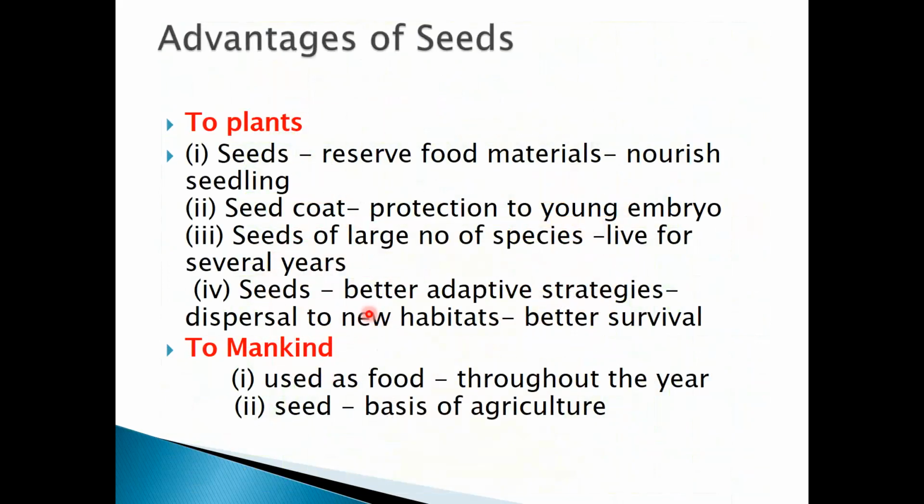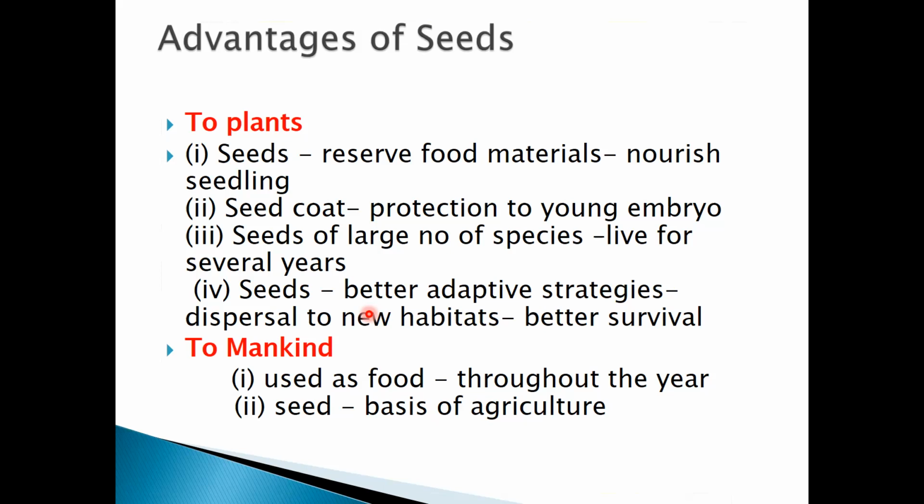Next, coming to the advantages of seeds. You all know seeds are very important to sow, to grow a new plant, a new crop. You also must have used seeds for a number of things, for your gardening, for your crops, for any such thing. So you know the various advantages of seeds. For the plants, seeds reserve food materials and nourish the growing plant. There are so many nutrients present in it, which help to germinate a new plant.